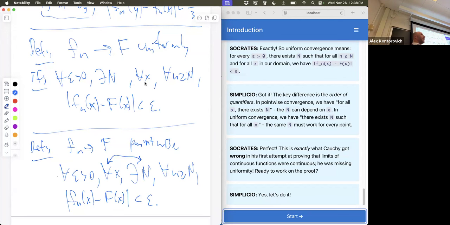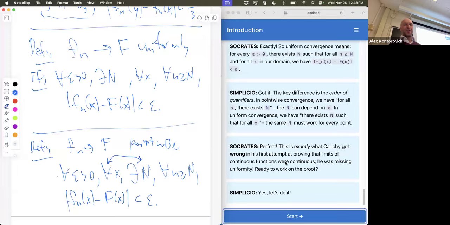There are several things I promised you in lectures 1 and 2, and I only have a couple days left to pay the tab on all of these. So now we're paying the tab on one of the major ones. When are limits of continuous functions continuous? Continuity itself is not enough. You need uniform convergence. This is what Cauchy got wrong in his first attempt at proving that limits of continuous functions are continuous. If you assume uniform convergence, then it's true.